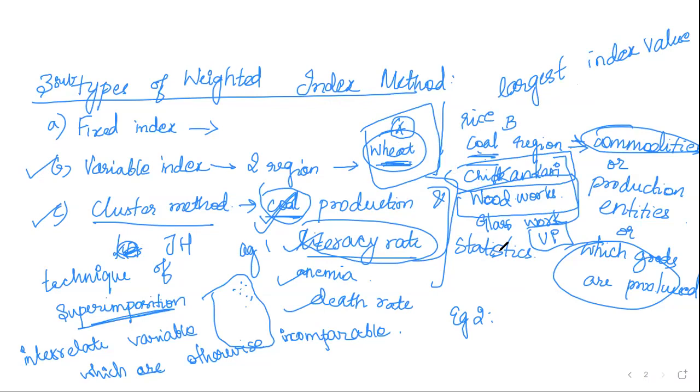This can even be extended to services. Like where is the majority of hospitals situated? That can be classified by the largest index value of that particular region. I can classify it as a hospital region, or an educational region. So this is the variable index method. The indices are different, but I am taking the largest index value of a particular region and classifying that region as one of a specific commodity, a specific good, or a specific service.